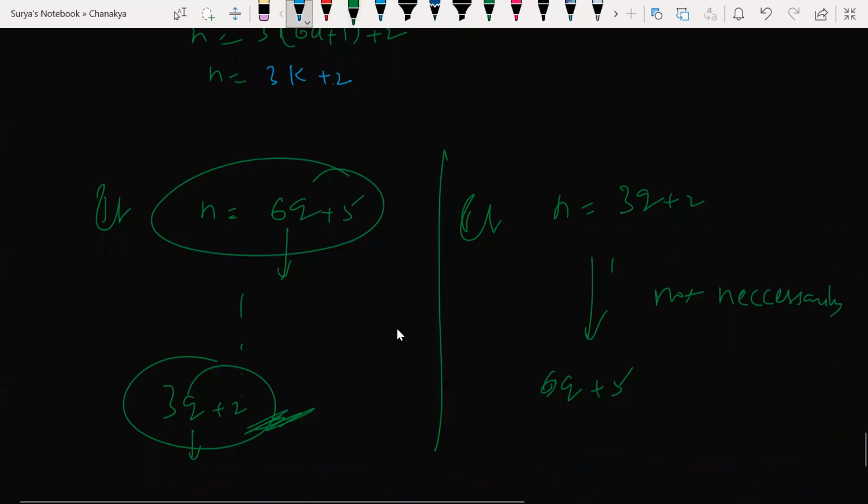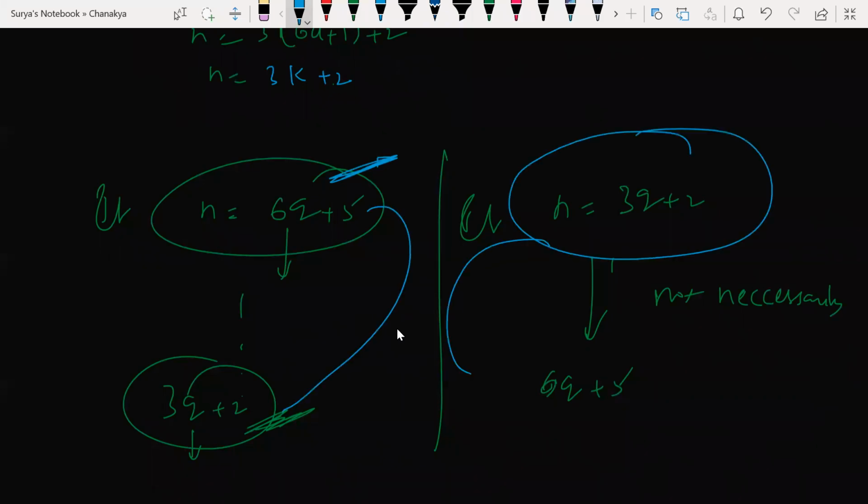What I meant to say here is, if I take n value as this, you will be getting this form. If you take n value as this one, it is not necessary that you have to get this form only. That is the meaning of that. Understood my point? I'll tell you now.